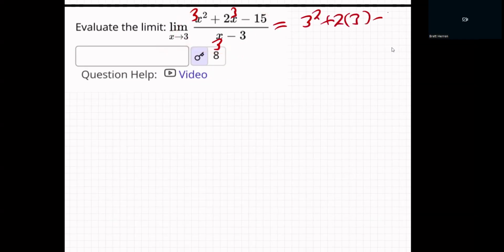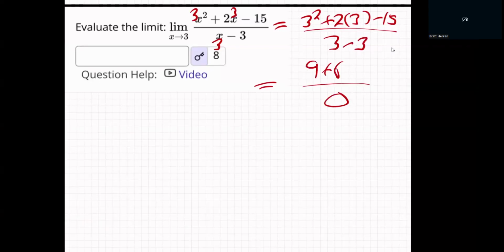But let me show you. So just plug in the 3 right away. You can see there's a problem, right? Zero's on the bottom. The top is also going to be 0, it turns out. So we get 0 over 0. What does that mean? That's unclear. To get 0 over 0, we're not sure what that means.